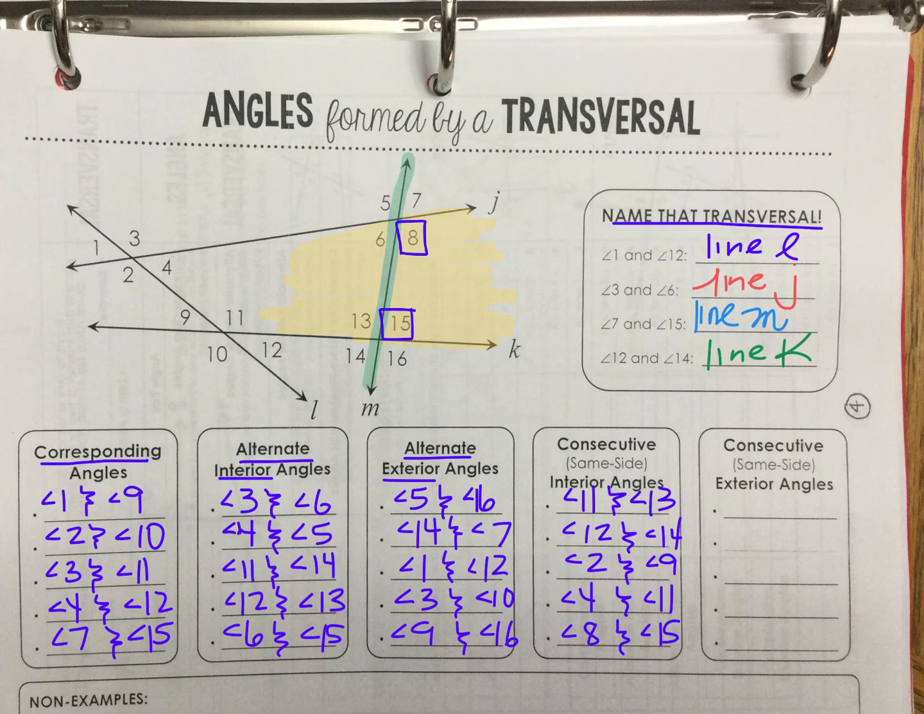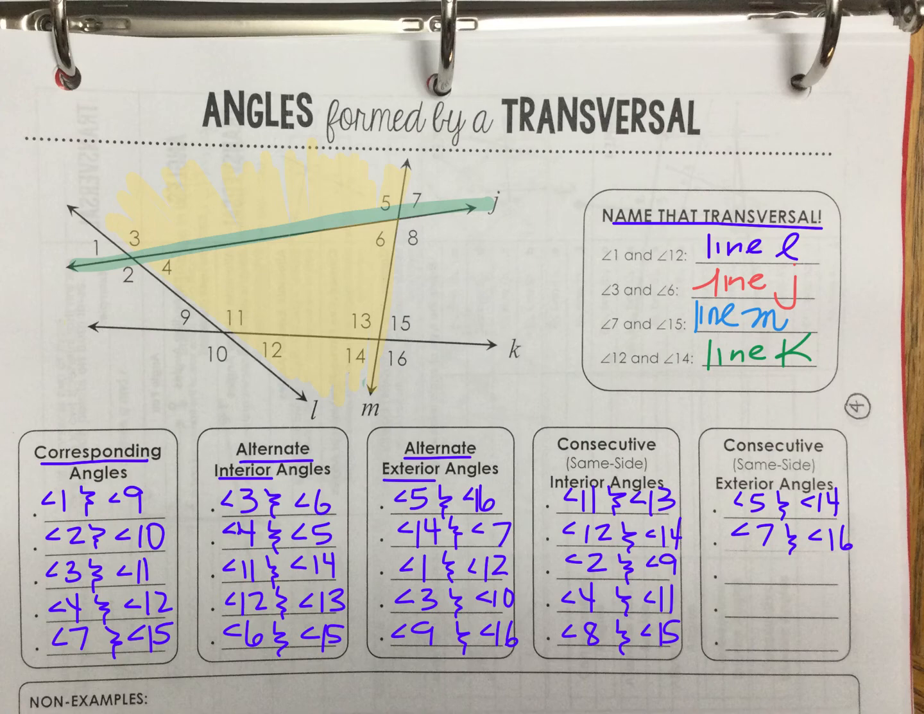All right, now we have consecutive same side exterior. I'm going to use the same picture. Same side, so here's a 5. The same sides are 6, 13, and 14, but it has to be exterior. So angle 5 and angle 14 are consecutive exterior, which would mean that 7 and 16 are also consecutive exterior.